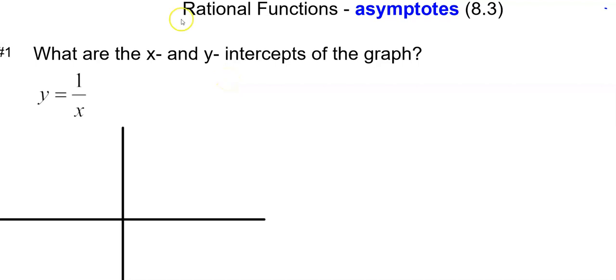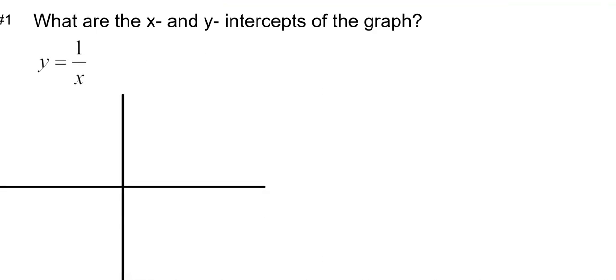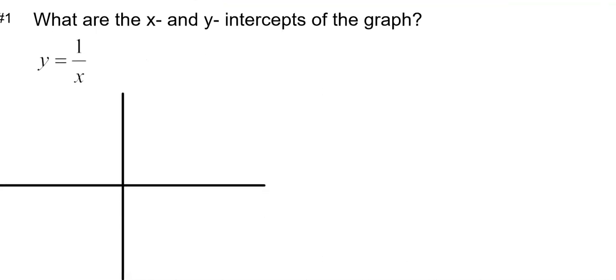So today we're talking about rational functions. We're talking about functions that have a ratio or a fraction in them. And we're talking about the asymptotes specifically. So we'll learn how to graph some of these with asymptotes. This is one you should be familiar with. It's the parent graph we just learned about.